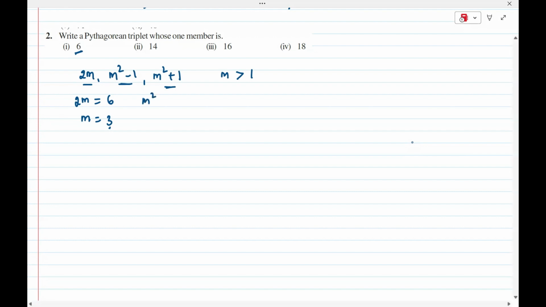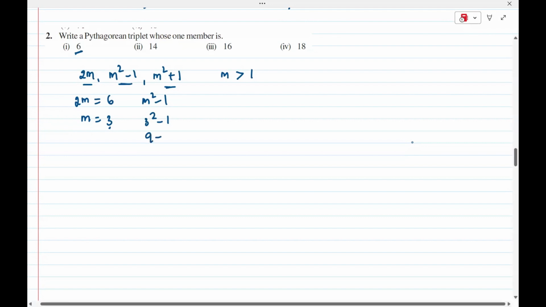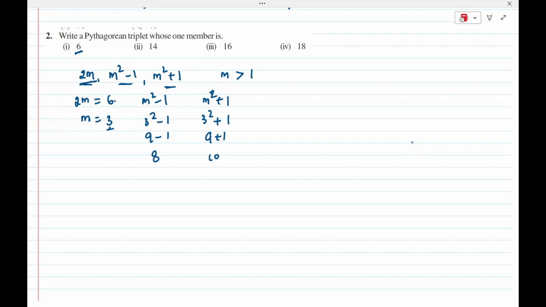So what will be m square minus 1? I got m as 3. So 3 square minus 1. 3 square is 9, minus 1 gives you 8. The next member is m square plus 1. So 3 square plus 1, 9 plus 1, which is 10. Do not make the mistake of taking m as 3 for the first member, because the first member is 2m. So the Pythagoras triplet is 6, 8 and 10.